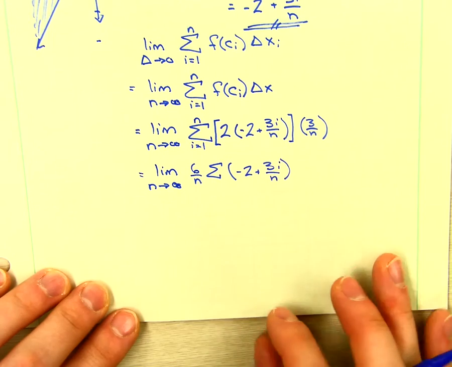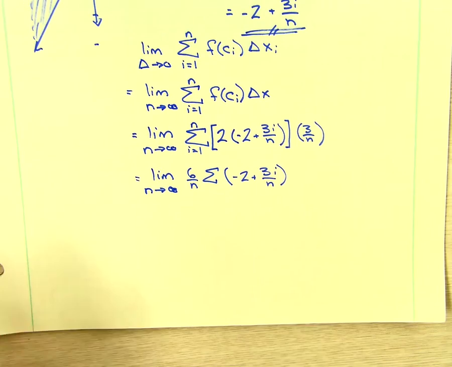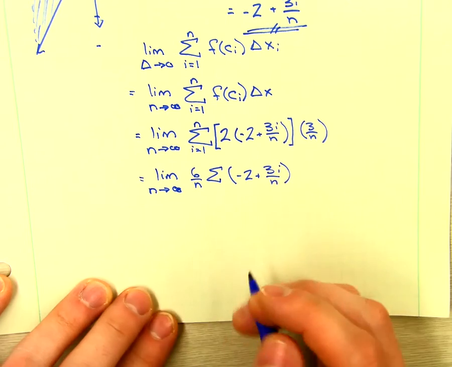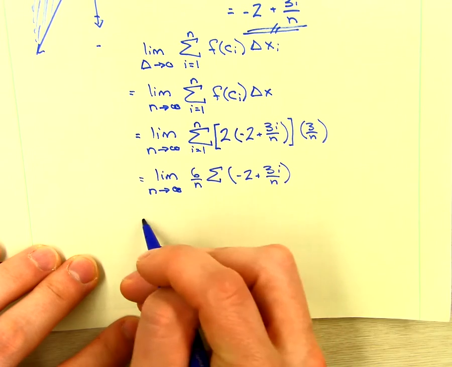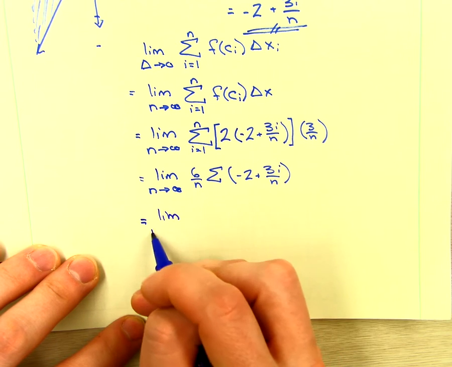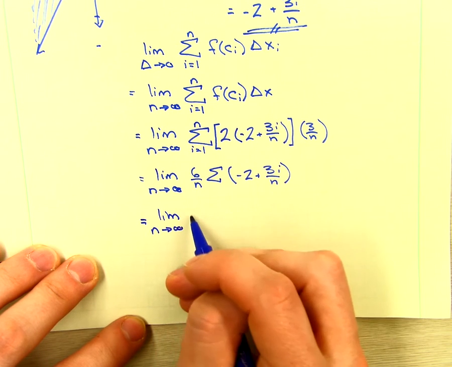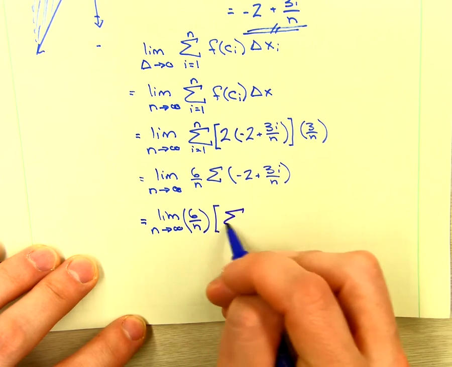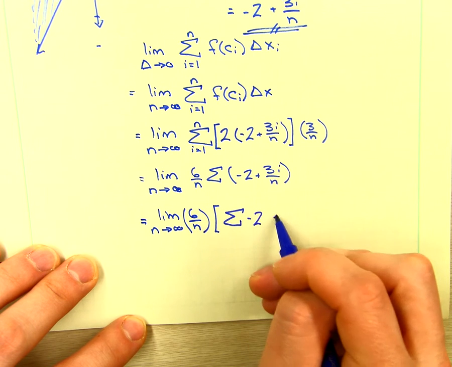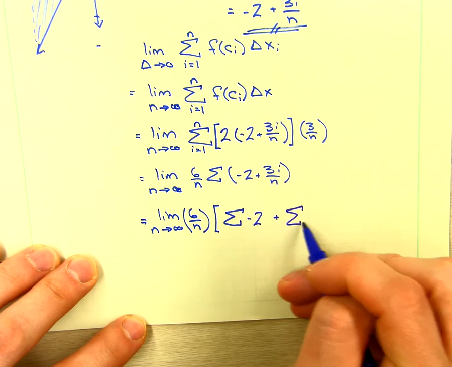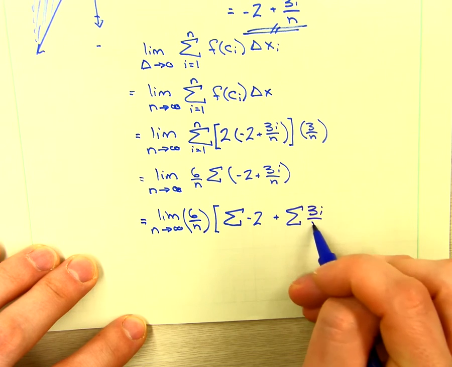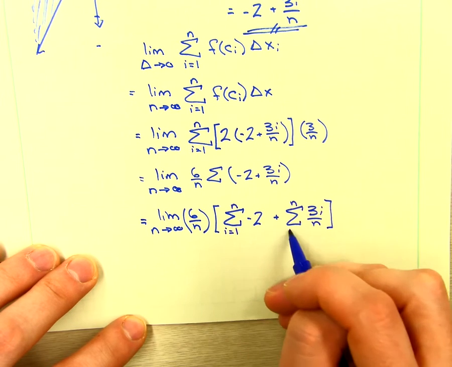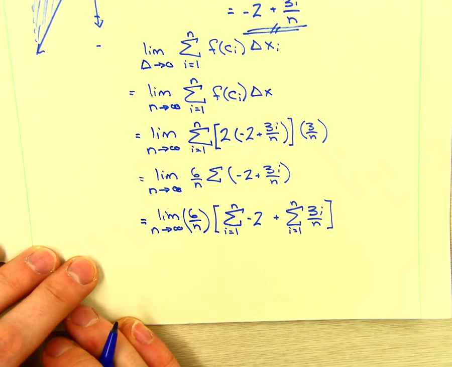So now, similar to what we did before, the problems we were solving before, I can break this up. You see I've got a term with a constant, and then I've got this other constant with an i. So I can break this problem up and just say the limit as n goes to infinity of 6 over n, and then I'm going to use big brackets, and I'm just going to say sigma of negative 2 plus sigma of 3i divided by n. And of course these are both n's, as i starts at 1 and goes towards n.